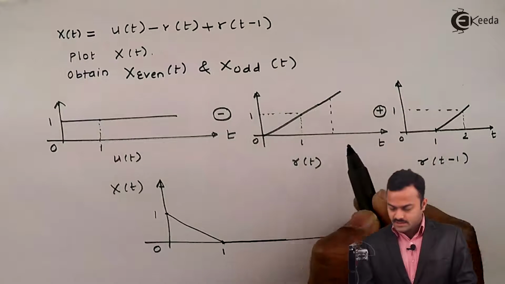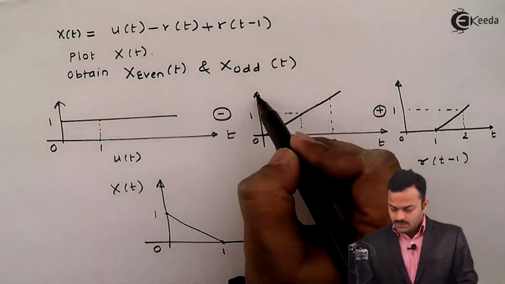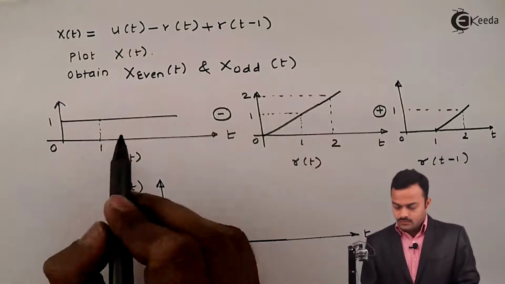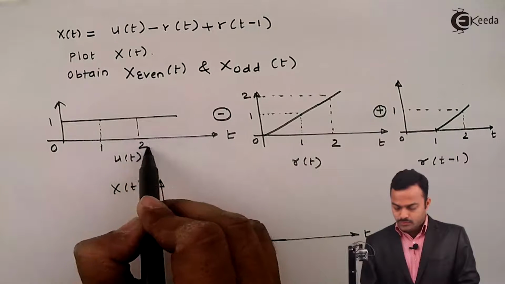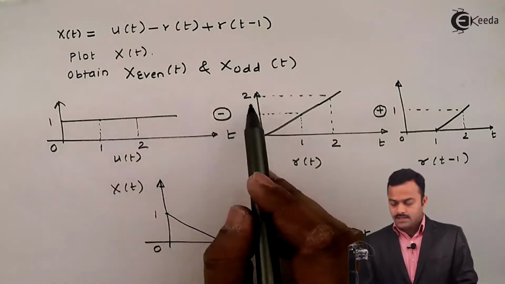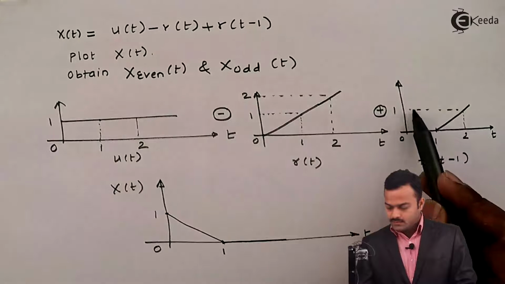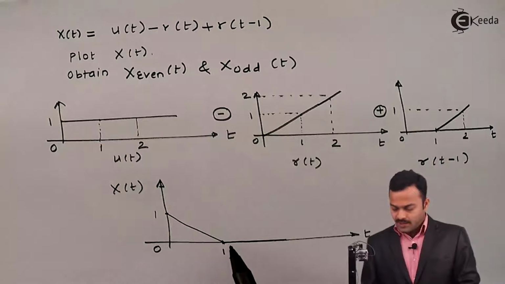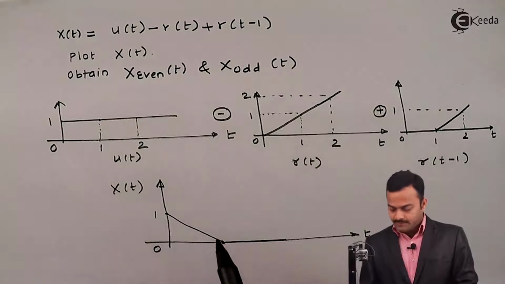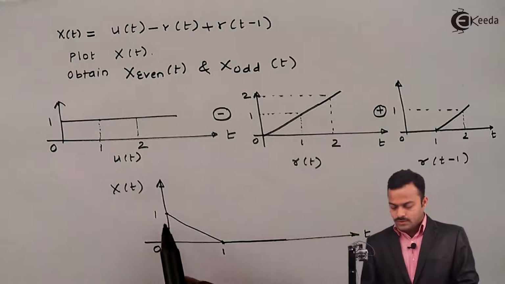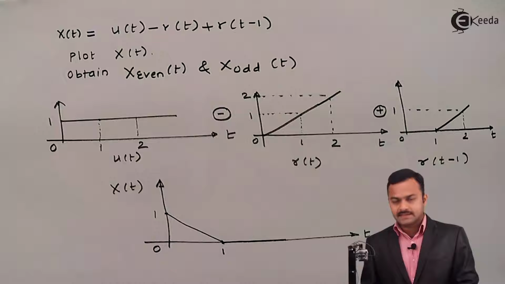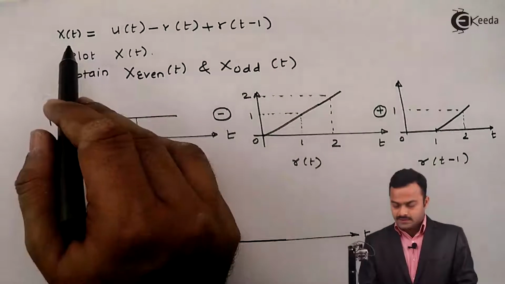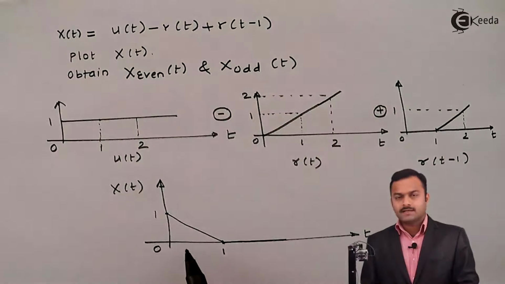Let's consider this is instant 2, where this line will reach the value 2. So for t equal to 2, the unit step is 1. 1 minus 2 will be minus 1, and minus 1 will get added with this 1. The answer will be 0. So after t equal to 1, we will get a line with 0 amplitude and 0 slope. So overall x of t will be like this. By using the standard signals and this given equation, we have plotted x of t.